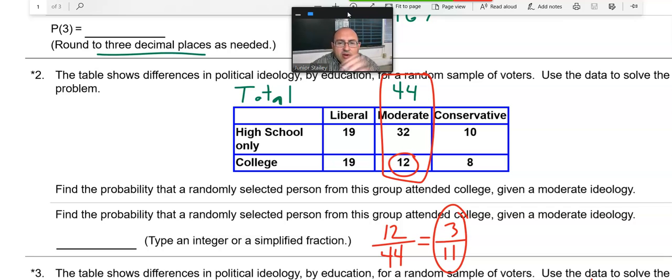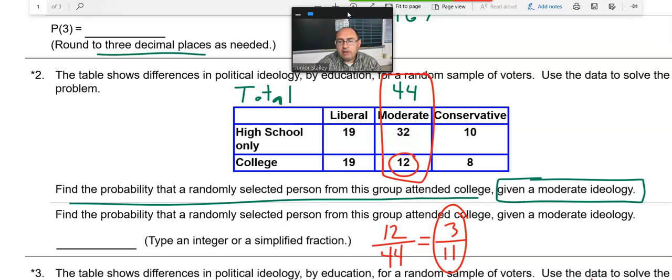Okay, I wanted to talk to you about conditional probability. Conditional probability narrows you down in a chart. So, for instance, this says find the probability that a randomly selected person from the group attended college given a moderate ideology. What they just did by this statement of given is focus your attention, instead of being focused on the total in the column or total in the row like we were in the last section, we're actually focused on a particular column or row in the table. They focused me in on this.